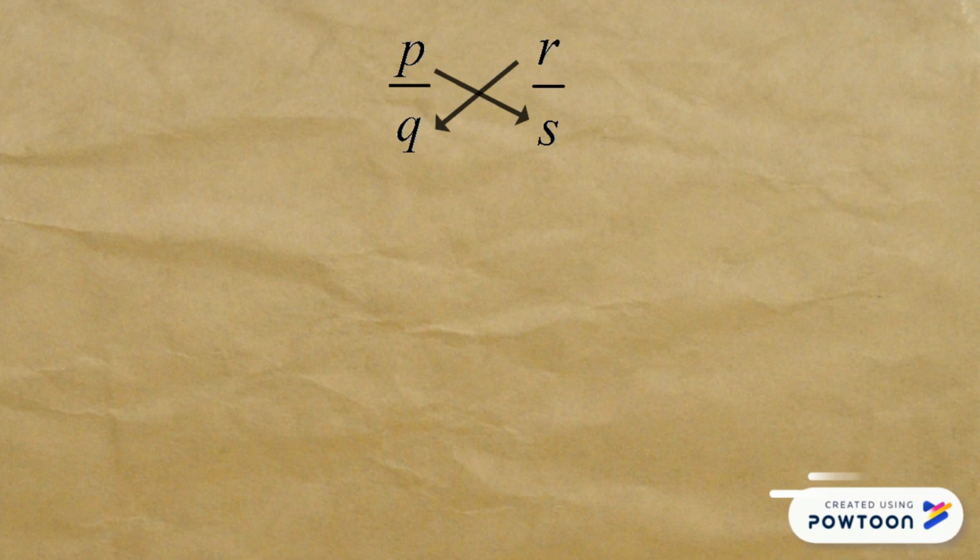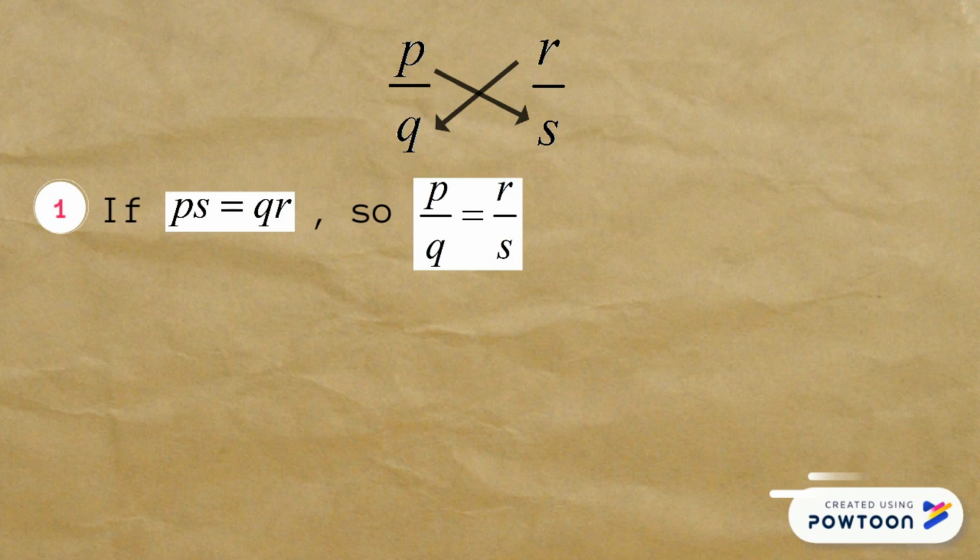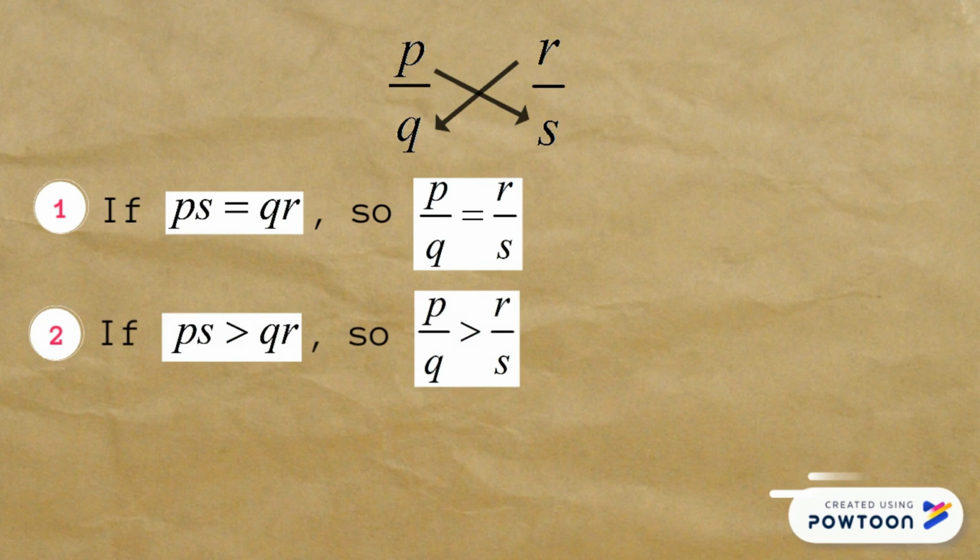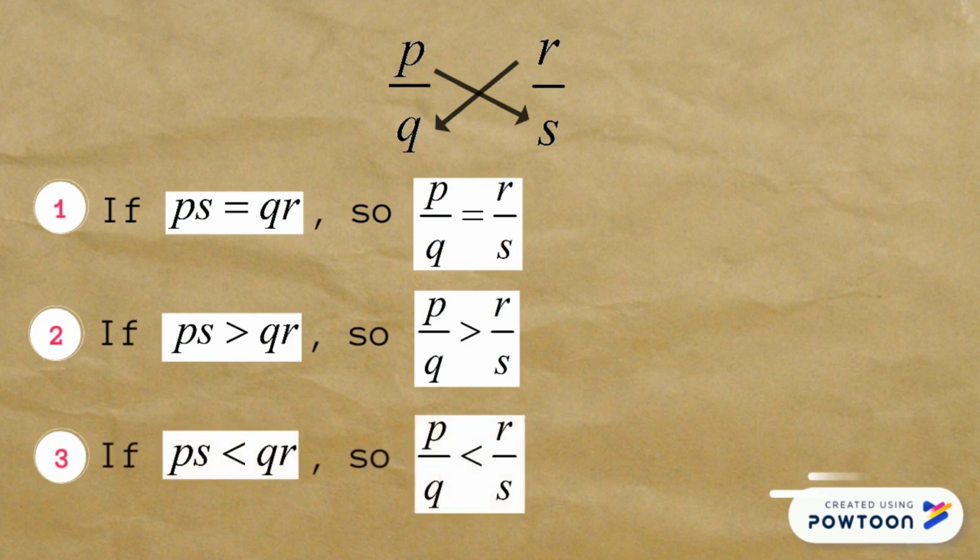There are three simple things we need to understand. First, if p times s is equal to q times r, then p divided by q is equal to r divided by s. Second, if p times s is greater than q times r, then p divided by q is greater than r divided by s. And third, if p times s is less than q times r, then p divided by q is less than r divided by s.